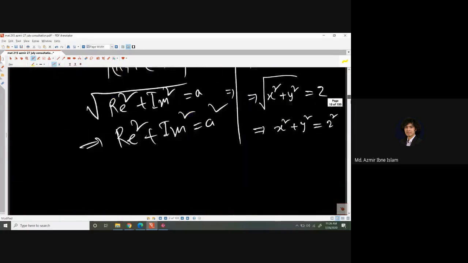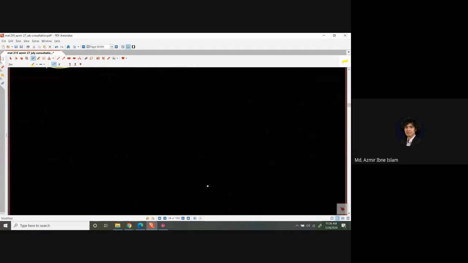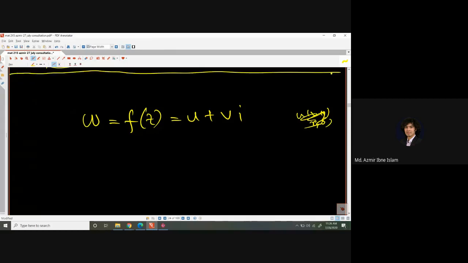So up to now you are clear that we can express any function f of z in u plus vi form. U and v can be a function of x comma y, or a function of r and theta. So now the concept of limit is coming.